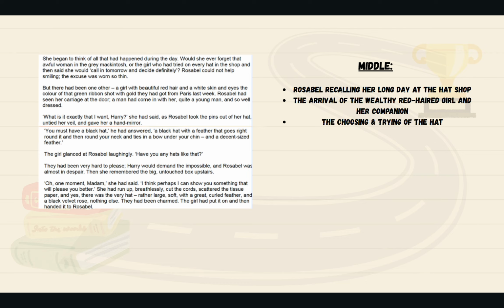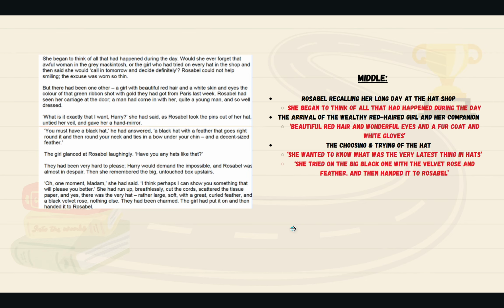If we have a look at some quotes to support each of these points, we can pick these out. So for her recalling her long day at the hat shop, we have the quote, "She began to think of all that happened during the day." For the arrival of the wealthy red-haired girl and her companion, I put the quote, "Beautiful red-haired girl and wonderful eyes and a fur coat and white gloves." For the choosing and trying of the hat, I've put 2 quotes down. I've put, "She wanted to know what was the very latest thing in hats," as well as, "She tried on the big black one with the velvet rose and feather and then handed it to Rosabelle."